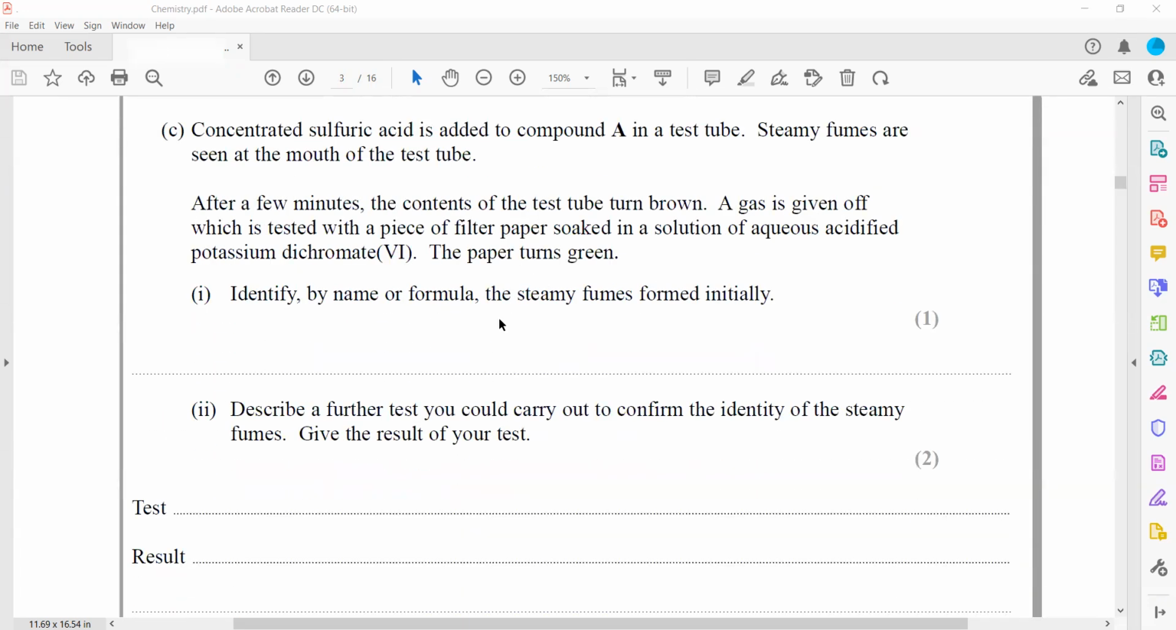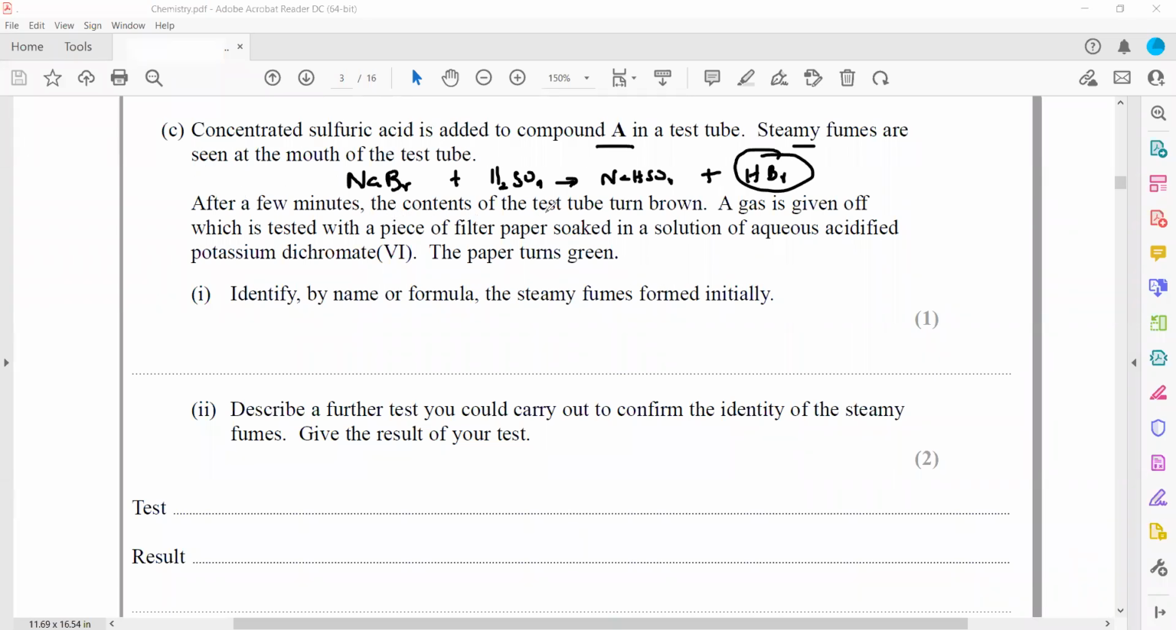The next part: concentrated sulfuric acid. H2SO4, which is concentrated, is added to compound A in a test tube. We observe steamy fumes. Basically, we identified that compound A contains sodium and bromide. As a result, when we add H2SO4, it will produce sodium hydrogen sulfate. An acid-base reaction will occur, plus HBr will be produced. Acids are proton donors, bases are proton acceptors. So this HBr is responsible for the misty or steamy fumes.